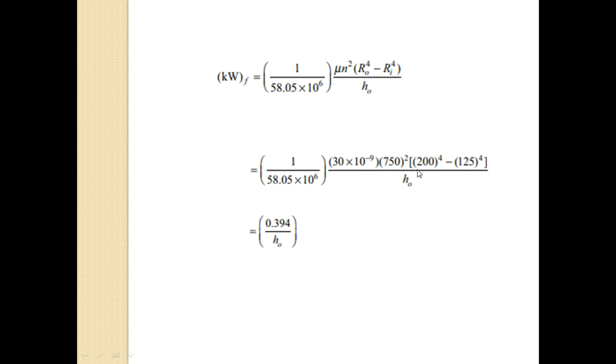Yes, this is the energy losses because of viscous friction. This Kw of F is equal to 0.394 divided by H naught. That means again we got the energy losses in terms of H naught, that means film thickness. The film thickness is the unknown factor, and we have to find out this H naught. So this is equation number B.